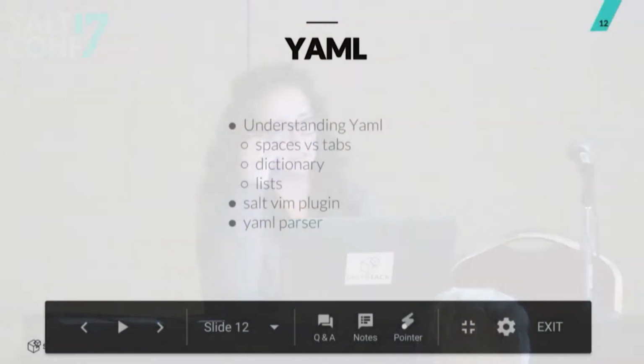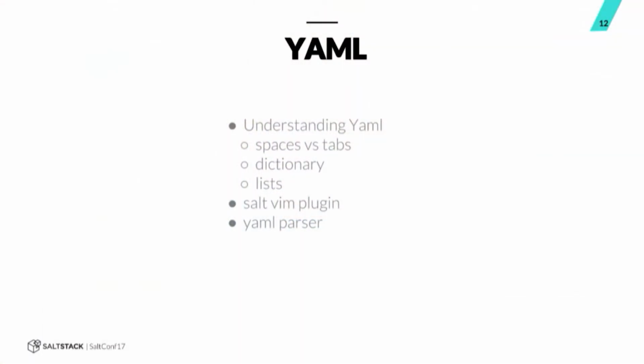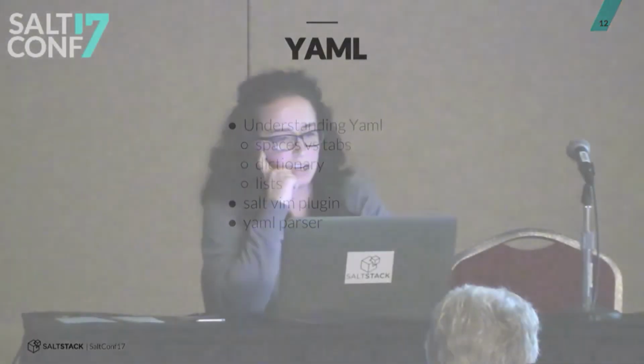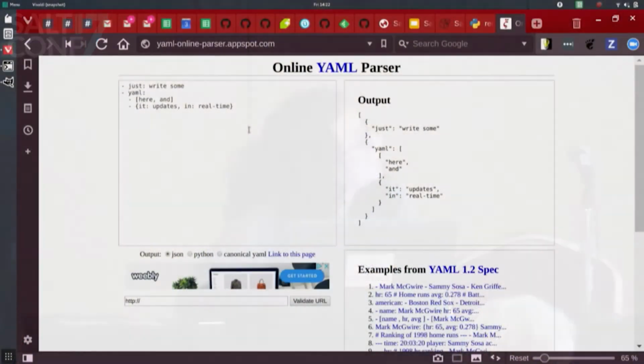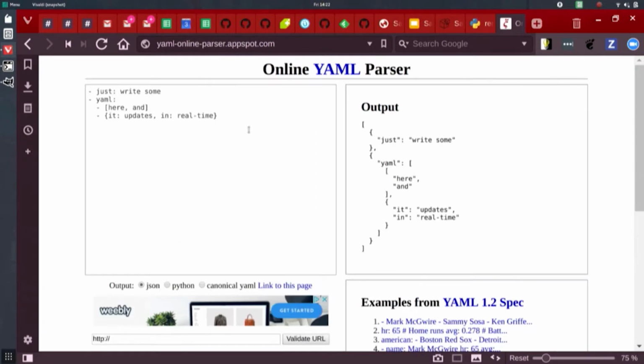Using that knowledge, it's important to understand a couple of things about YAML. One, spaces versus tabs. Always use spaces within YAML. But one thing that helped my understanding is understanding within YAML what a dictionary is and what a list is. So if we pull up a YAML parser online, I'll be able to show you this pretty easily. Can you guys see that okay?